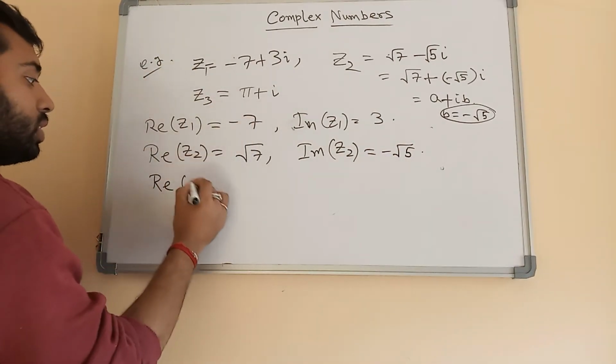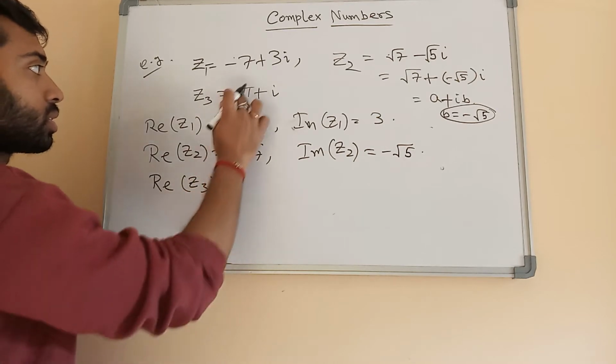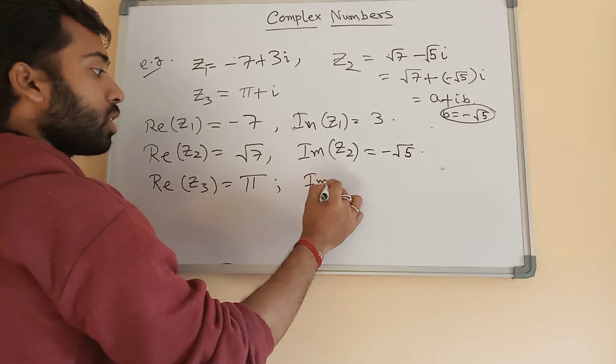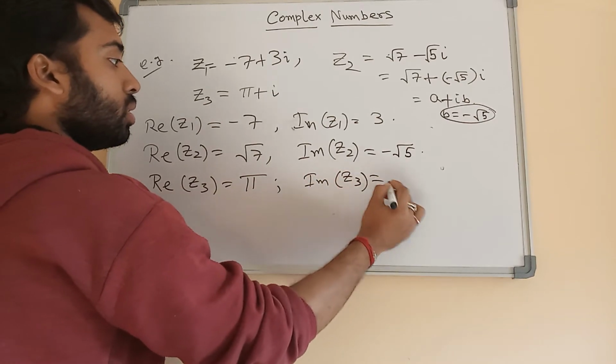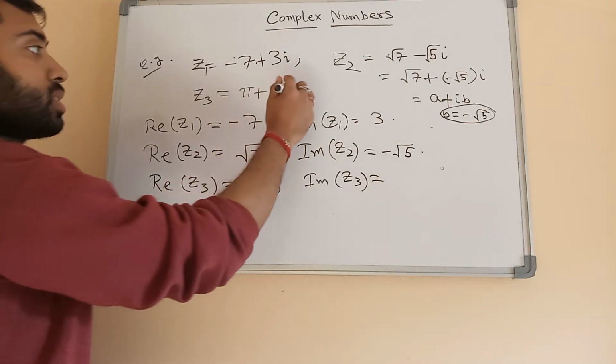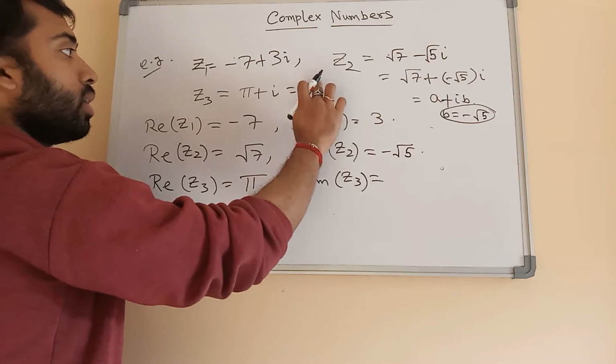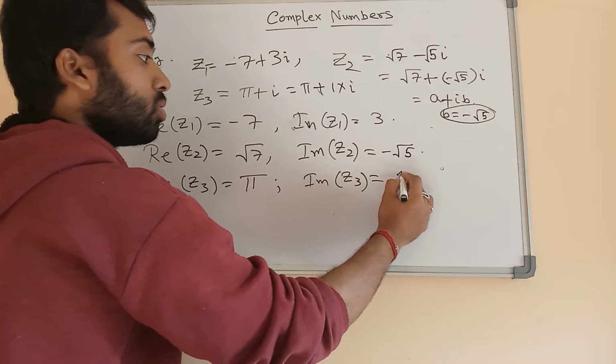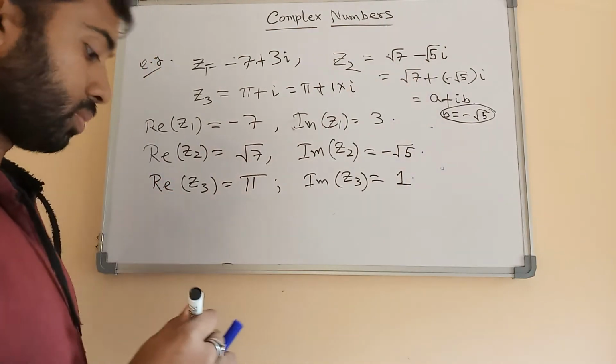Similarly for Z3, the real part of Z3 is pi, and the imaginary part of Z3 is the number multiplied with i, which is 1. It is 1 into i, so the imaginary part will be 1.